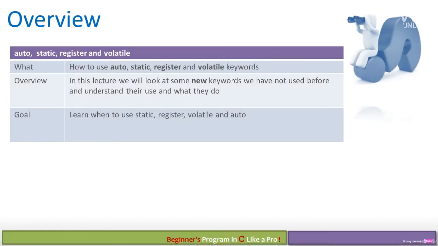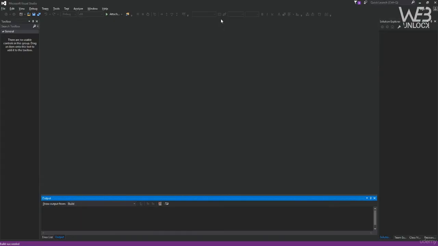In this lecture, we will learn how to use auto, static, register, and volatile keywords. We will look at how they are used, when to use them, and when not to use them, etc. So let's get started. Okay, so here I am on Visual Studio.